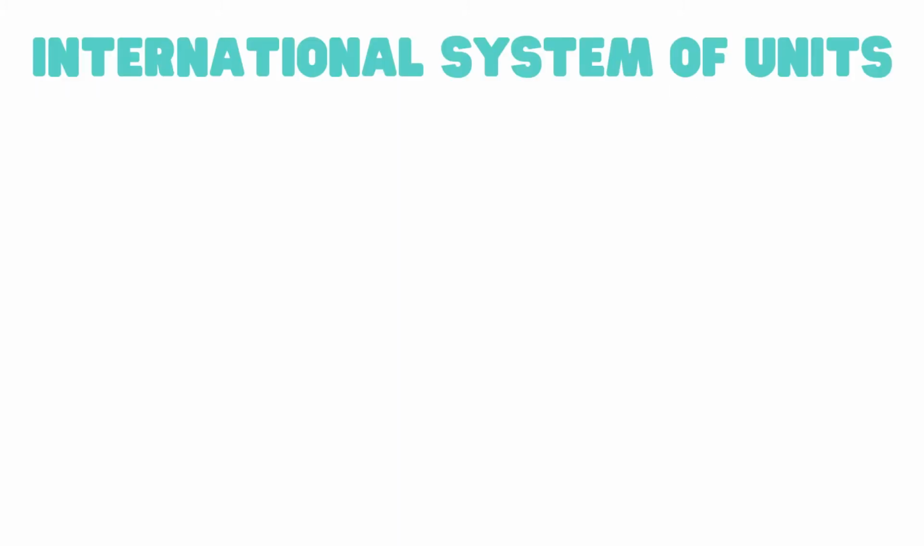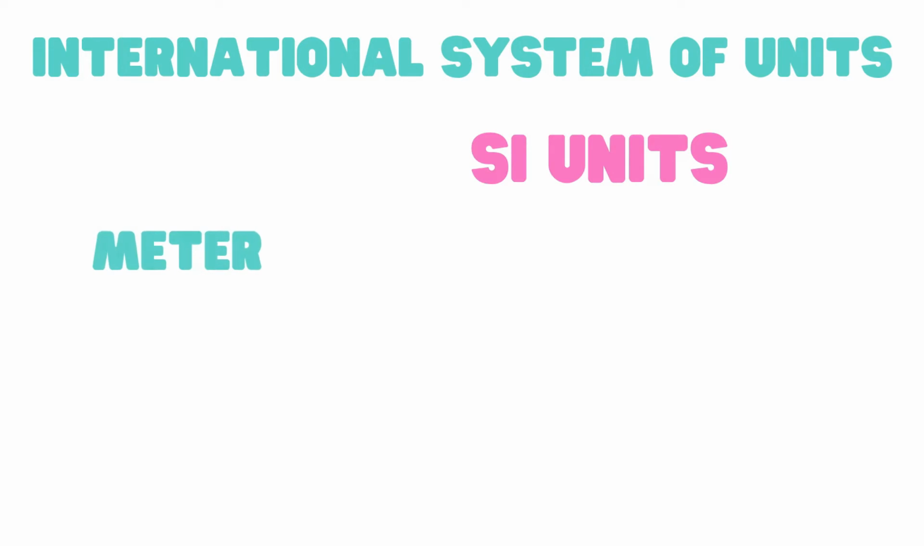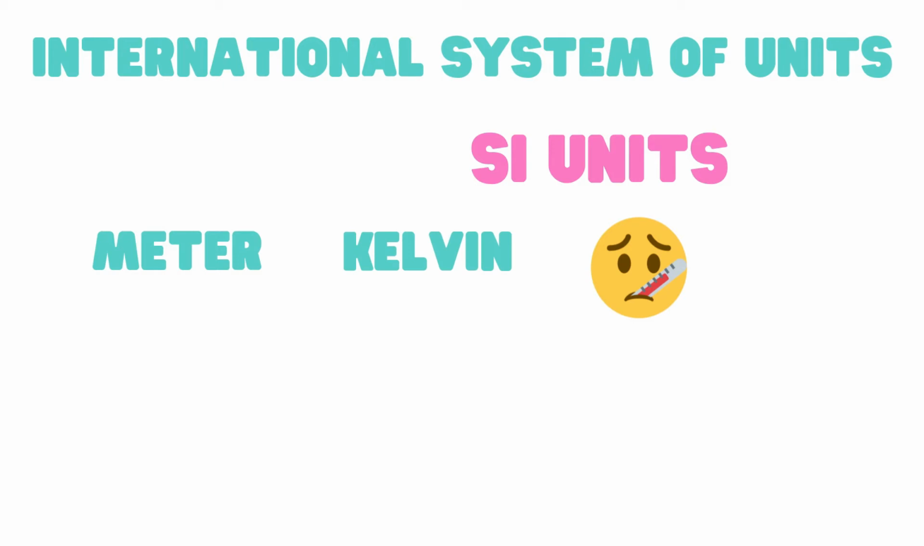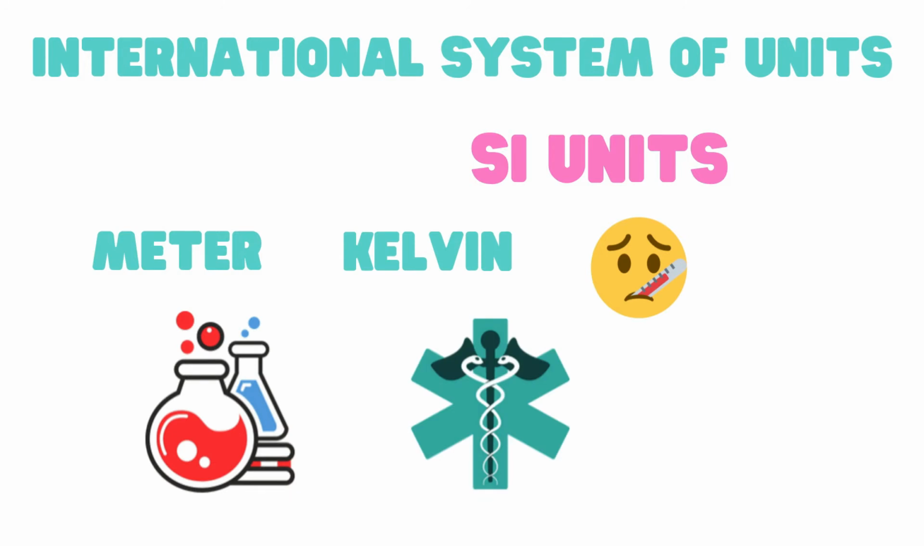The International System of Units, which is the modern version of the metric system, introduced the base unit or SI unit. This SI unit serves as a standard for every quantity. We have meter for length and Kelvin for temperature. That means if you're measuring temperature, you will have to rely on using Kelvin. That is mostly true for the fields of science and medicine.